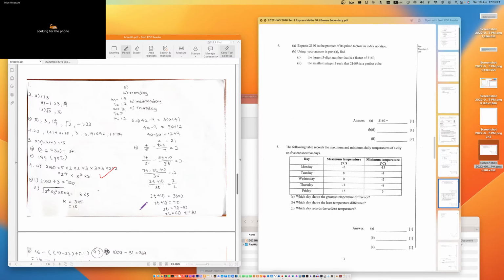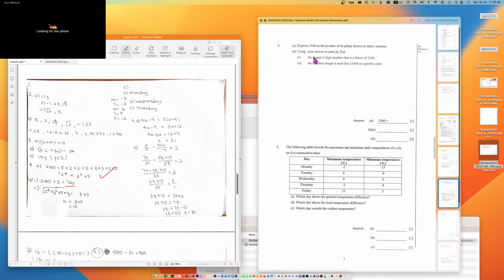So the prime factorization needs to be correct, because you just have to key this in and see if you can get it. Now they say use your answer: the largest 3-digit number that is a factor of 2160. How do you get this? Just divide by 3. I don't know how to do this.